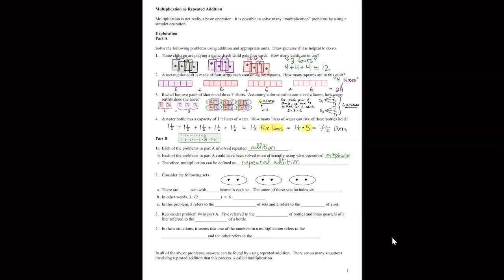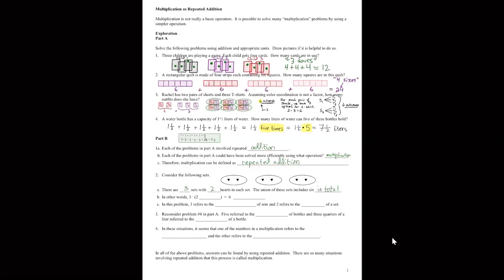All right. The following sets here, we got a couple of hearts in each one of those ellipses. There are three sets with two hearts in each set. The union of these sets, mathematical term, you've never used this with your students, at least not until they're much older. But if you were to combine these sets, you would end up with 6 in total. You could say 6 hearts, but 6 in total is what I was looking for there.